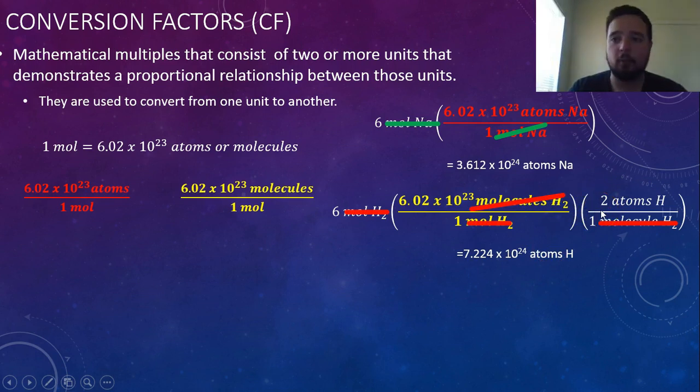And again, to double check your work, you want to ask yourself, what units do I want to end up with? What is the problem asking? Well, in this example, I'm wanting to end up with atoms of hydrogen, and if I cancel stuff out, then that's what I'm left with.